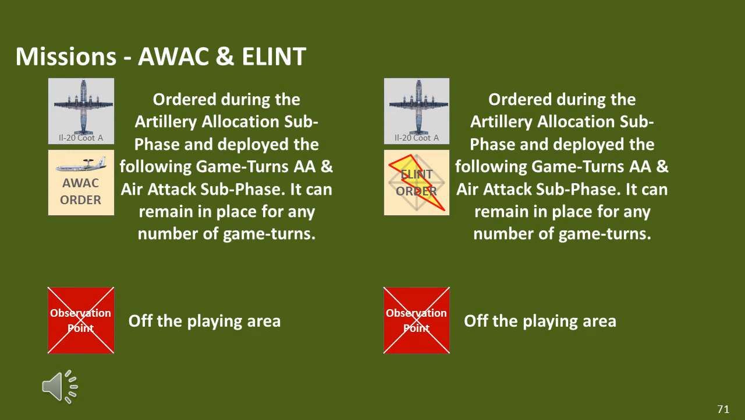AWAC and ELINT mission orders are set during the phasing aircraft allocation subphase, and they are executed the following game turn during the anti-aircraft and air attack subphase. AWAC and ELINT mission orders can only be sent to aircraft on the friendly player edge. Although the rules don't specifically state it, I'm pretty certain they can also be sent to aircraft which are in the sortie dead time, which is when they're going back to their base, refueling, etc.